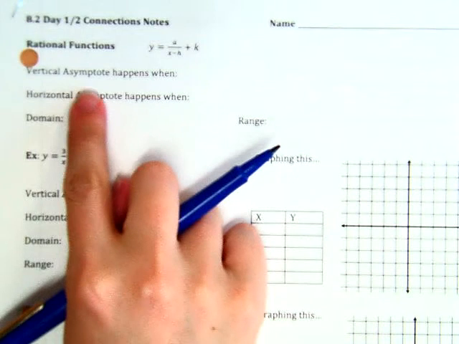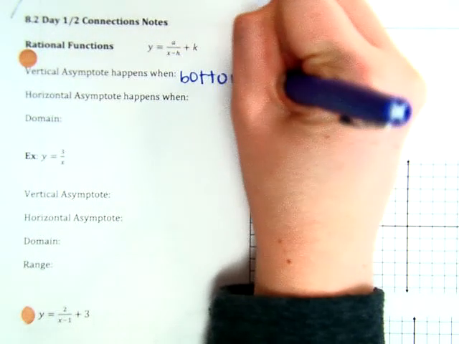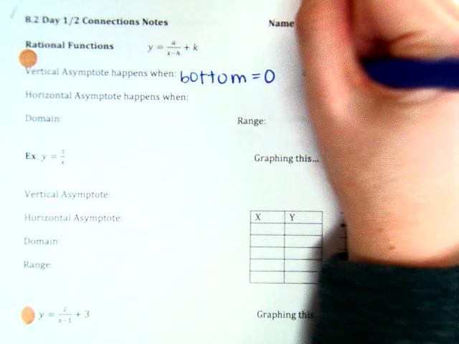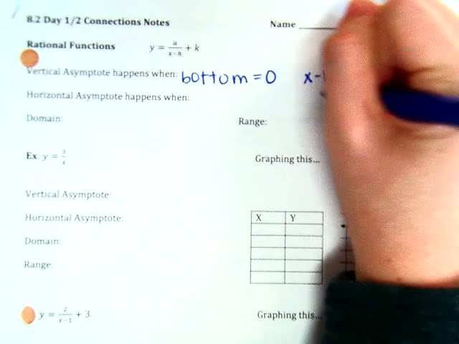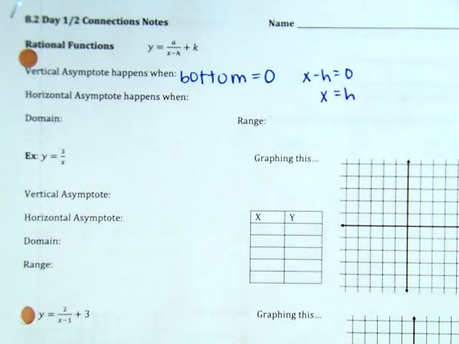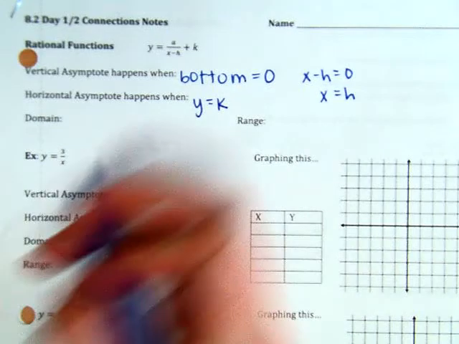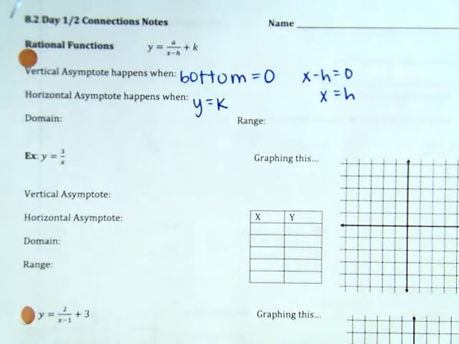A vertical asymptote happens when the bottom equals 0. So in this case, we had x minus h equals 0. I add h over and get x equals h. My horizontal asymptote happens when y equals k, just that number on the outside there.